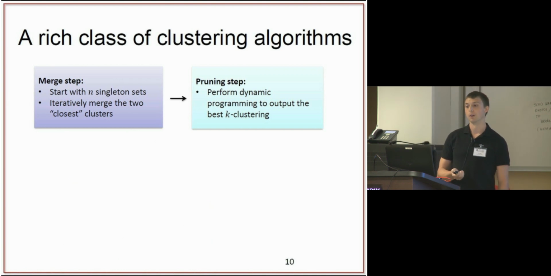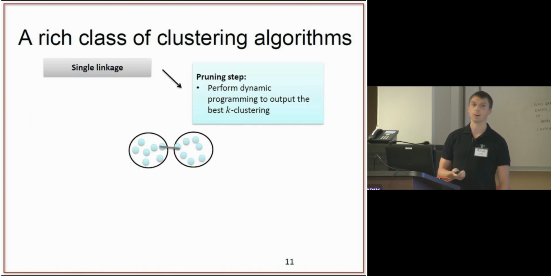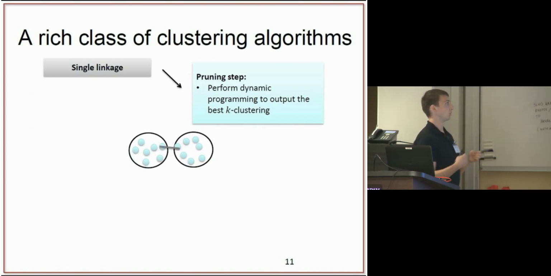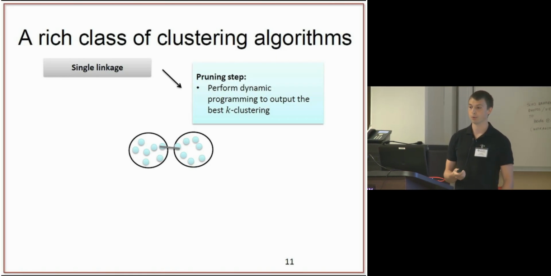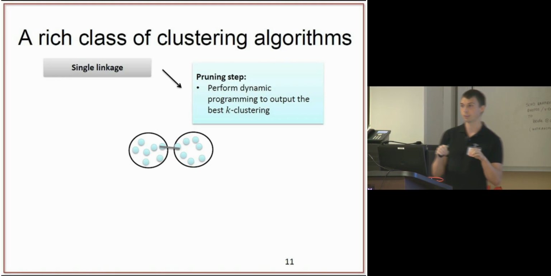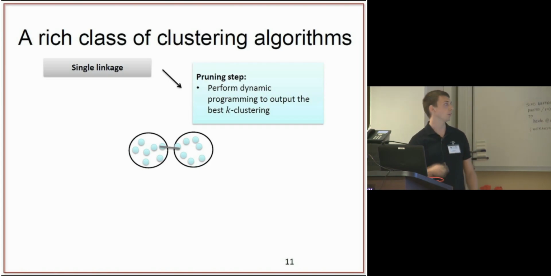Now what do I mean by merge the two closest sets? There's a lot of ways to do this. One way is the popular single linkage approach, where you look at the two closest points in the two sets.